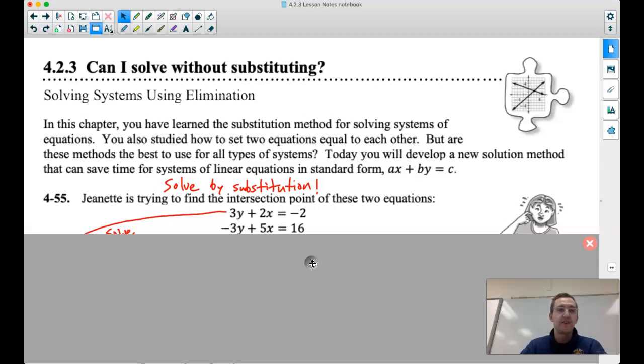So if we look at 55, we're trying to show that exact same thing. Right now we want to solve this system of equations with substitution.